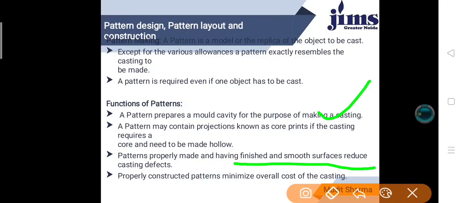A pattern is light in weight, second, it is able to withstand rough handling. It is simple in design and easy to manufacture, etc. These are some of the following points which you can see in this given PPT.